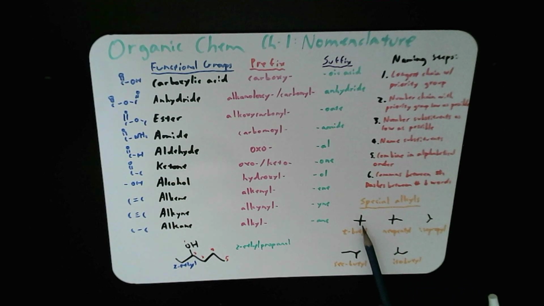Next, we have special alkyls as substituent groups. T-butyl is an isomer of butyl. You take the 1, 2, 3, 4, take 2 and bond to the first substituent. Neopentyl is of 5, 1, 2, 3, 4, 5, and it's just like t-butyl but extended more.